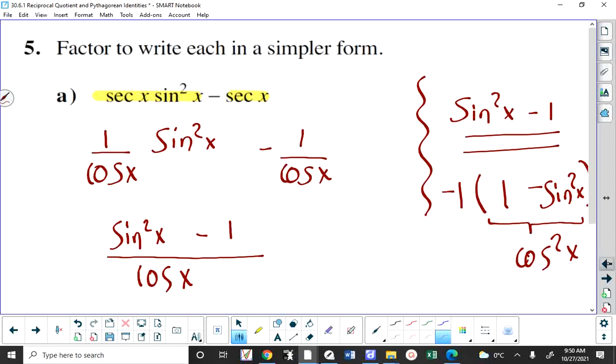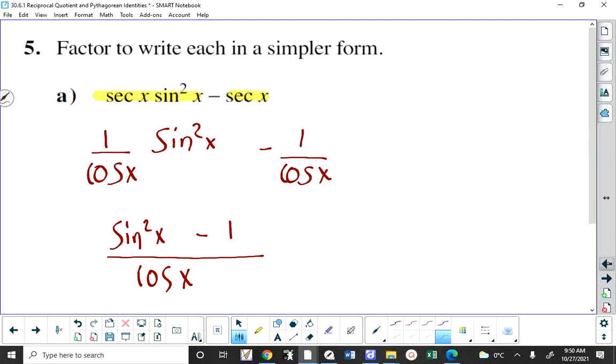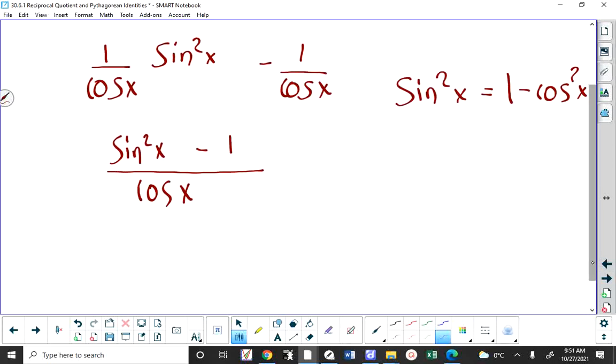Is that right? Okay. So she used that thing that I talked about in question 10 that says, look, if you want to get rid of sine squared, change it to 1 minus cos squared. This sine squared on the top becomes 1 minus cosine squared of x, and it's minus 1, over cosine of x. 1 minus 1 is 0. We're left with the same place.